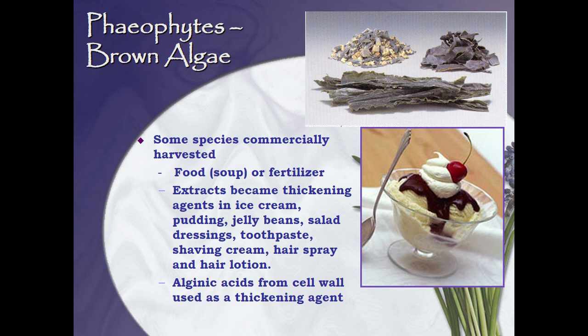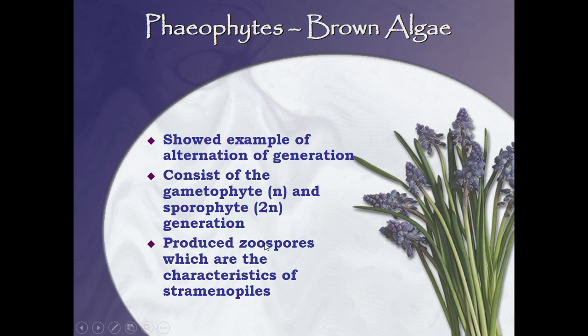This is some of the functions of the brown algae, which is used as food or fertilizer, and the extract of some of them can be used as a thickening agent in ice cream, pudding, jelly beans, salad dressing, toothpaste, shaving creams, and hair lotions. Okay, this is how the brown algae reproduce.